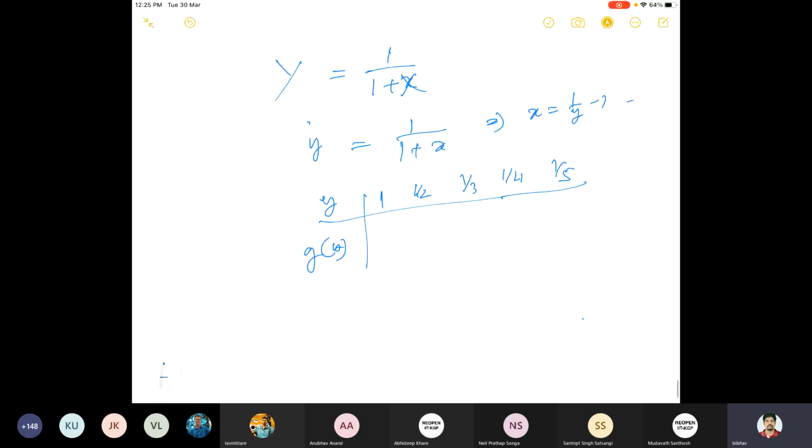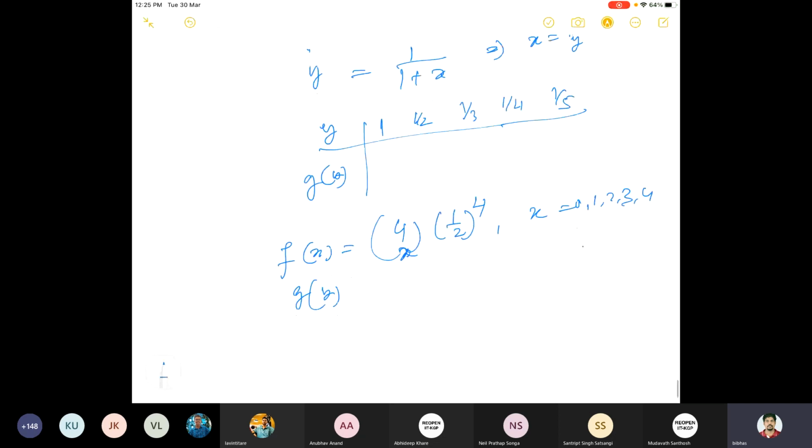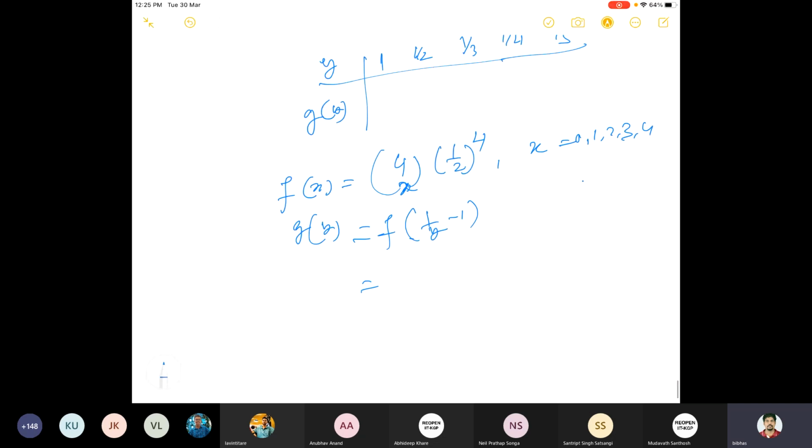So basically, if you had this f(x), which is equal to 4Cx (1/2)^4, when x equals 0, 1, 2, 3, 4. So basically g(y) will be nothing but f(1/(y-1)). So this will be 4C(1/(y-1)) and then (1/2)^4. So y is equal to 1/2, 1/3, 1/4 and 1/5.